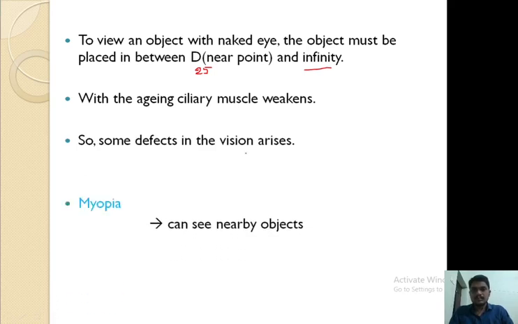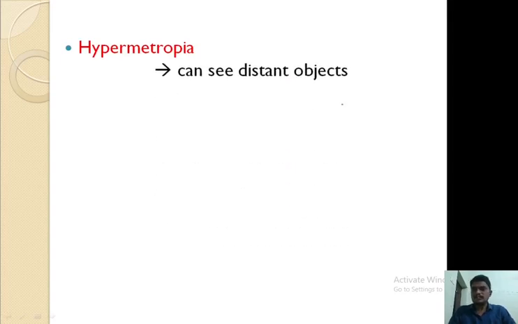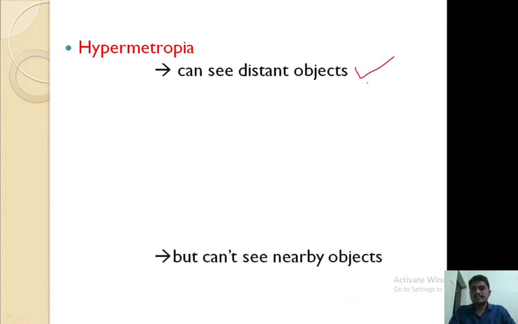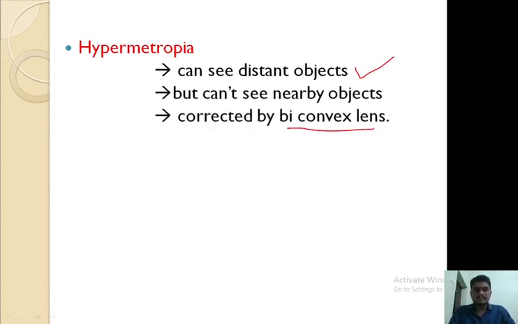So that is myopia. The person who is suffering from myopia can see only the nearby objects but cannot see the distant objects, and this type of defect can be corrected by using a biconcave lens. The next defect that was discussed is hypermetropia. The person suffering from hypermetropia can see the distant objects but cannot see the nearby objects. This defect can be corrected by using a biconvex lens.